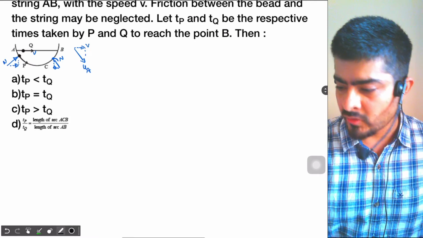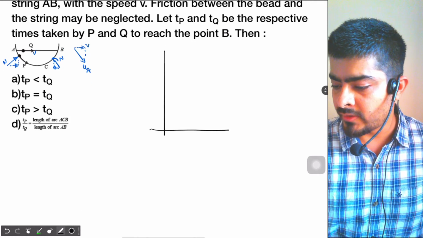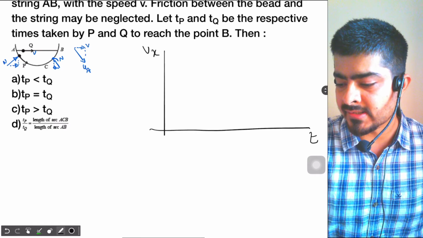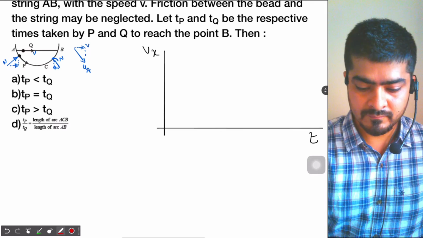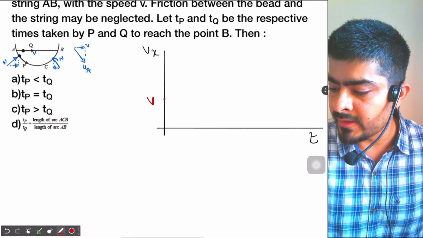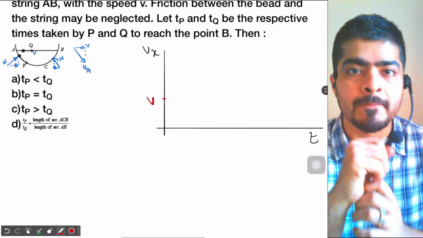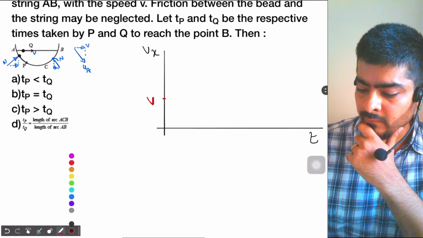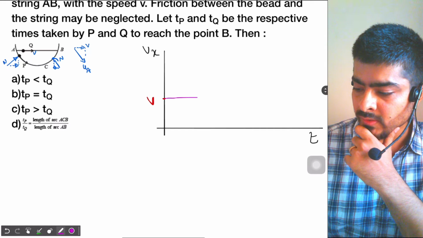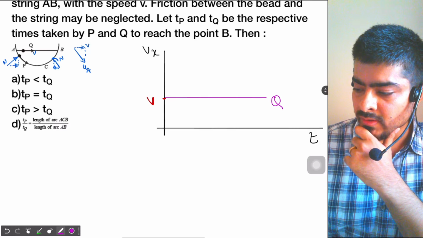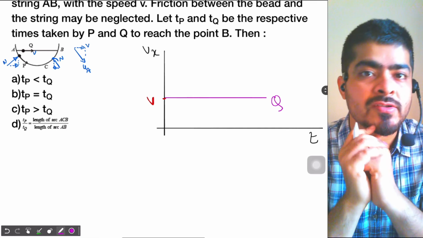Now let's just draw the graphs. If I draw the graph for velocity along the x-axis as a function of time, and if this is your initial speed v along the x-axis, then the graph for particle Q will be a horizontal straight line. This is the graph for particle Q. It is a horizontal straight line.